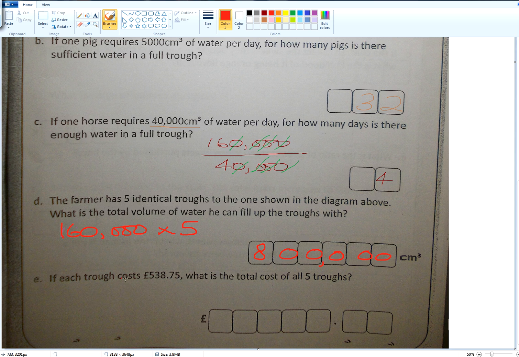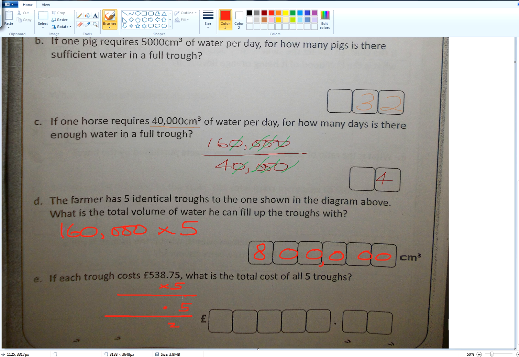Next, if each trough costs £538.75, what is the total cost of all the 5 troughs? Now, let's do a calculation. So we have 538.75, and let's get rid of that last line for the moment. We could just start straight and multiply that by 5. Let's just do it right here. We have 2 decimal places in the question, so we'll have 2 in the answer. What's 5 times 5? First one, Mr. Bilal.